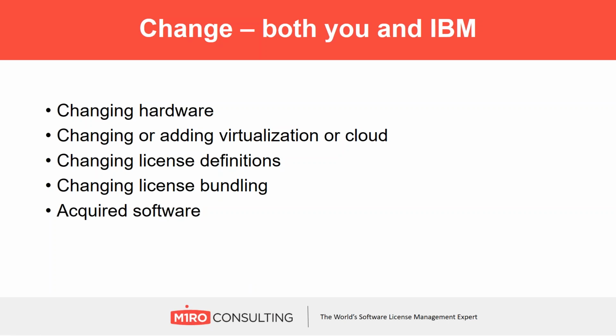I guess the gotcha point on a lot of things is once you get your IBM software down, and you're like, I'm perfect, things will happen. There's always change. Your hardware can change. Your virtualization could change. You could throw things in the cloud. The license definition could change. The license bundling can change. And then IBM's always buying companies and then blue washing the metrics. So when you thought you were good, not anymore.